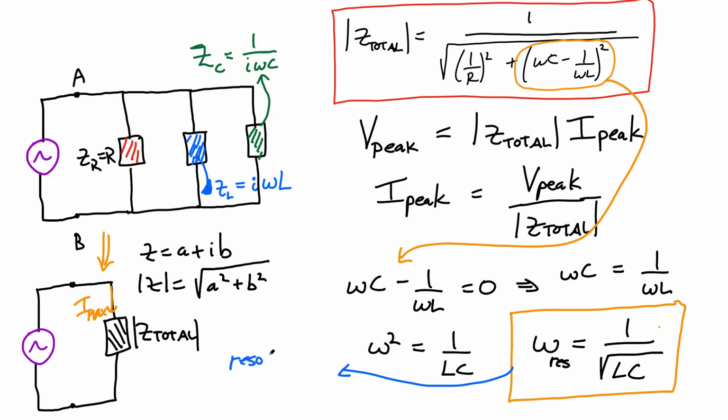And it looks exactly like the value you got if you did an LRC circuit where all the elements were in series with each other. Okay, so this is their resonant frequency. So what happens at the resonant frequency?